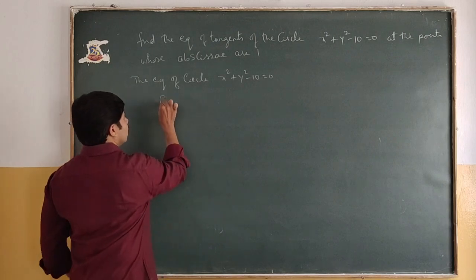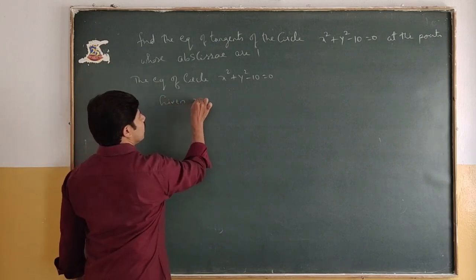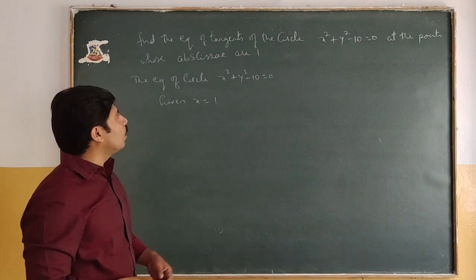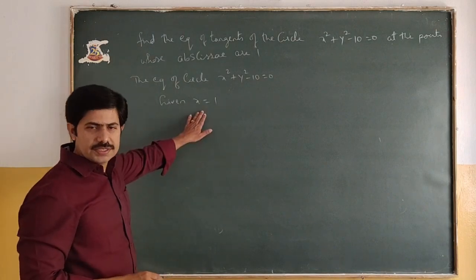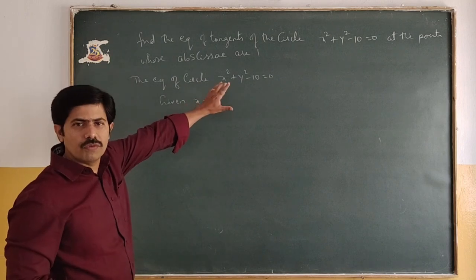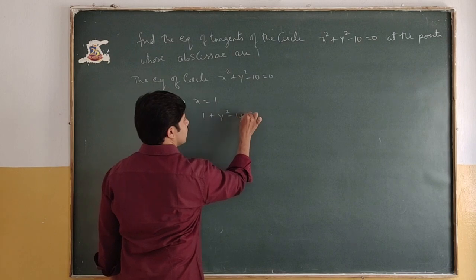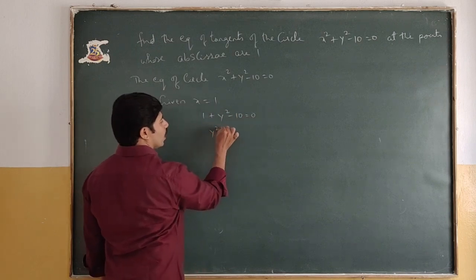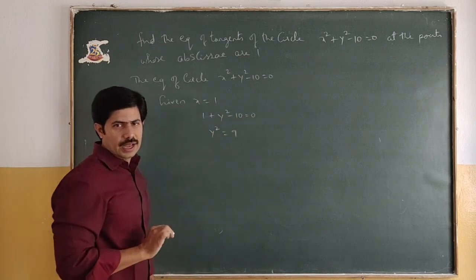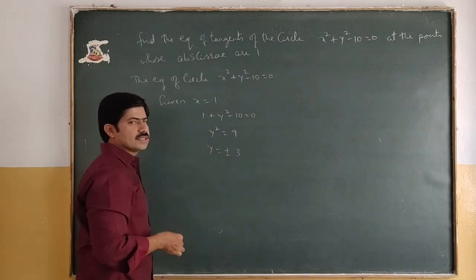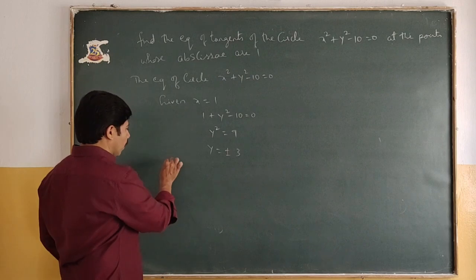Now, what is given? It is given that abscissa is 1. Abscissa means x, so x is equal to 1. Now we substitute x is equal to 1 and find the value of y. So that is 1 plus y squared minus 10 is equal to 0. So y squared is 9. So what is the y value? It is plus or minus 3. Now we got two points.